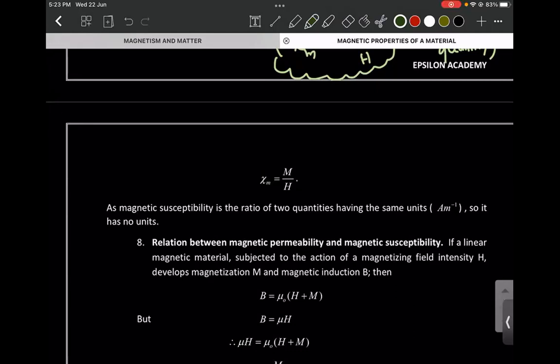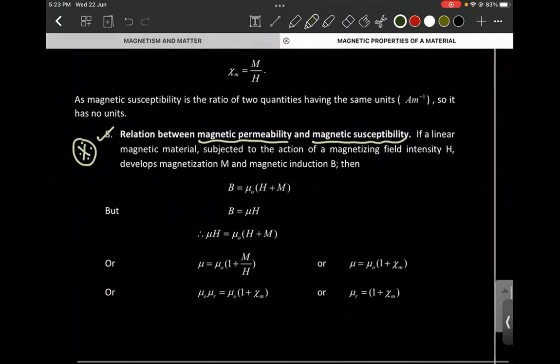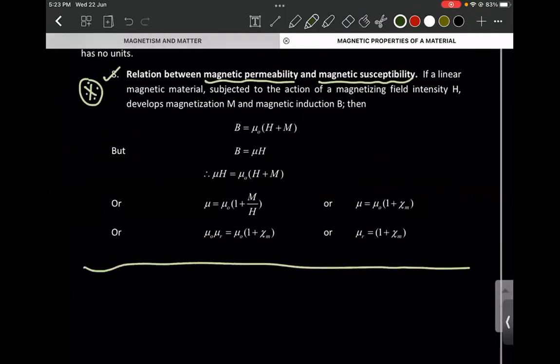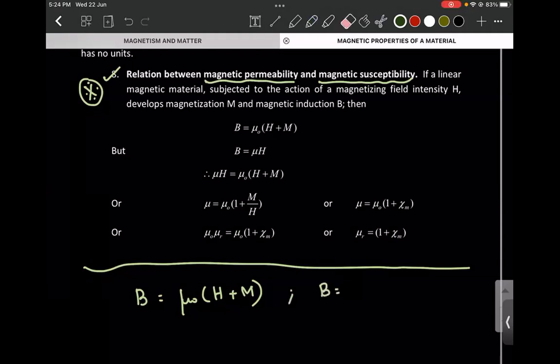The last point that we are going to discuss is the relation between magnetic permeability and magnetic susceptibility. This is a very, very important relation, for which we are going to start the derivation from magnetic induction. Magnetic induction, we know, is written as mu naught into H plus M. But we know that mu is equal to B by H. This is an important expression, remember. So mu is equal to B divided by H, which implies B is equal to mu into H.